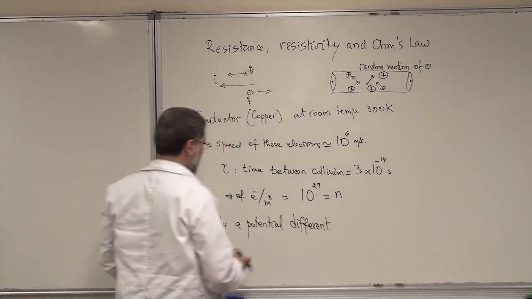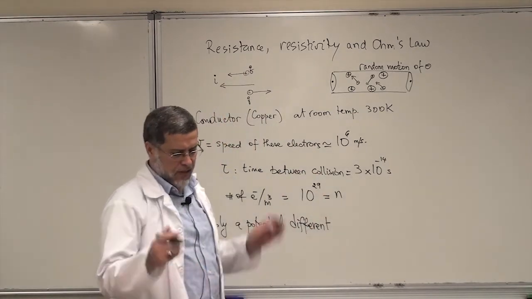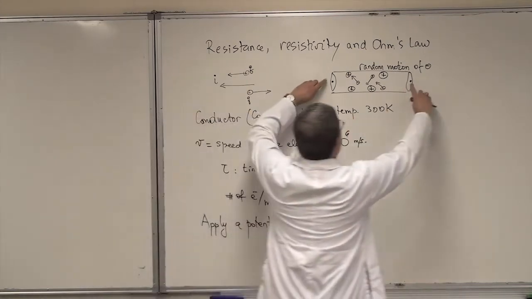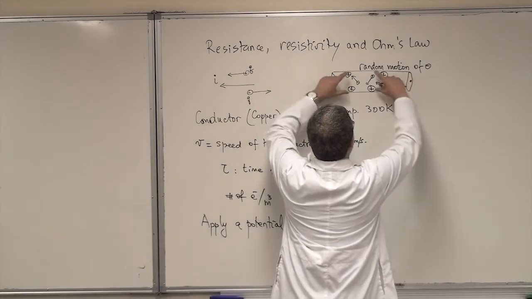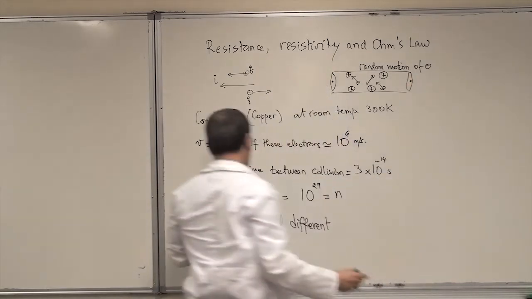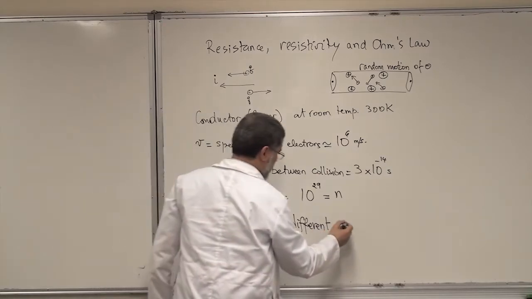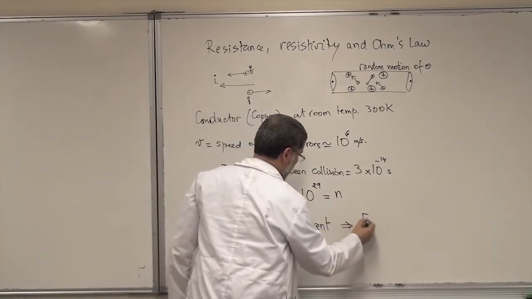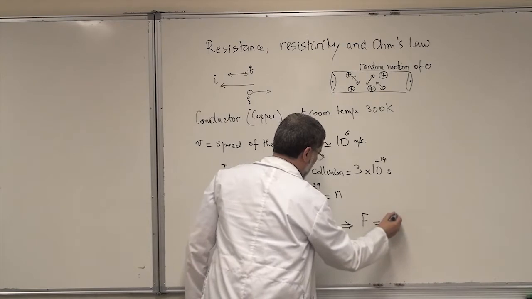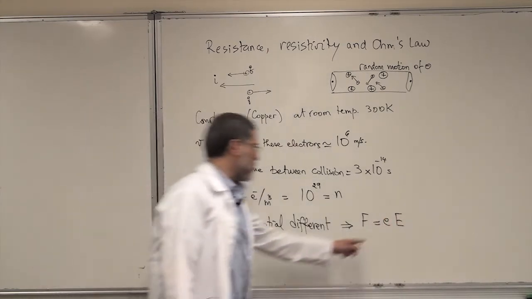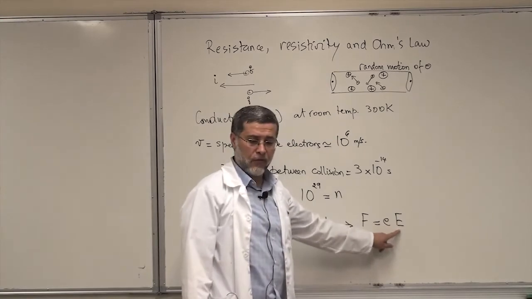We talked about that. Now, if I apply a potential difference, let's say between the terminals of this wire, this side and this side, there will be a force on those electrons, okay? There will be an electric force, which is e times E in magnitude, okay? In magnitude, I'm talking about magnitude here. e is a charge and E is an electric field, okay?